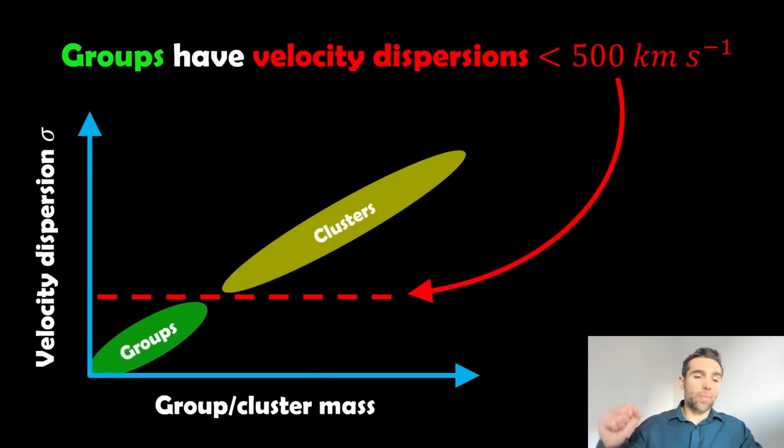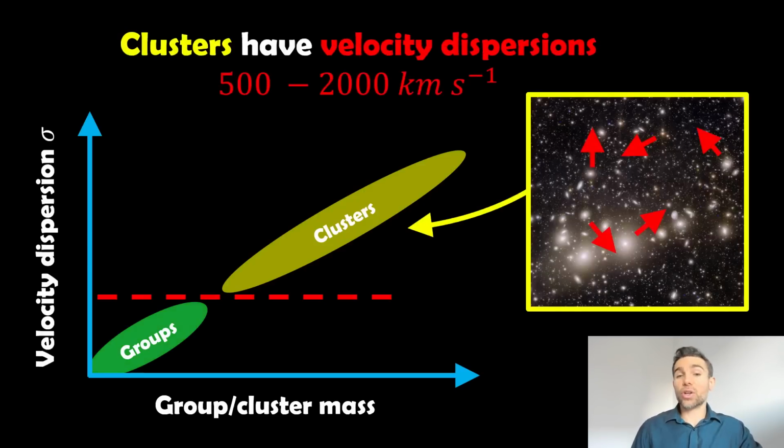So we could then basically put them as groups or clusters, and there'll be a threshold of around about 500 kilometers per second for that velocity dispersion when it goes from a group to a cluster. So groups will have velocity dispersions below 500 kilometers per second, and a cluster would be greater than that. And in fact, clusters are typically around about 500 to 2000 kilometers per second.